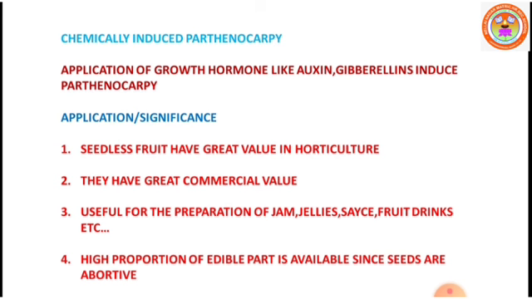Children, you might have understood these three topics: apomixis, polyembryony, and parthenocarpy. Unit reproduction in plants, asexual and sexual reproduction, chapter 1 got over.